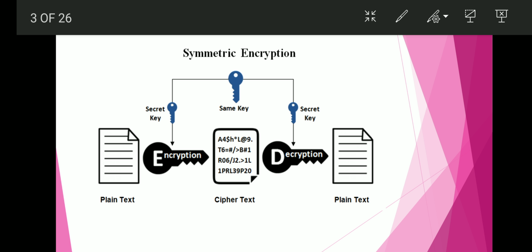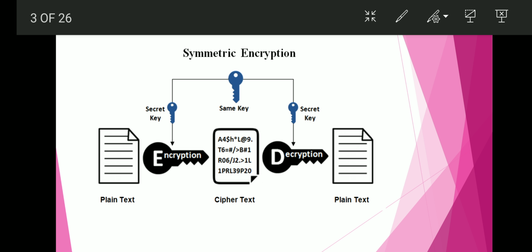Okay, so the process of converting unreadable form into the readable form, that is called the decryption process, right? So here we have terms like plain text. Plain text is nothing but the original text, and cipher text. Cipher text is nothing but the unreadable form. Once we have encrypted, we will get the cipher text.